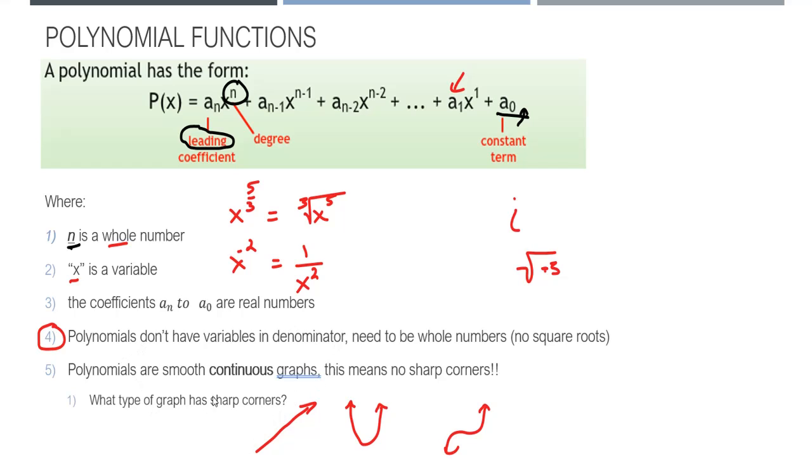But then what type of graph would have sharp corners? Well, there's two types of situations. One is going to be an absolute value. So that absolute value might look something like that, and right there is our sharp corner. The other possible situation is a piecewise function. So maybe 2x plus 1 is only for the parts where x is greater than or equal to 1. And then maybe we use like 5x when x is less than 1. Now this might create a sharp curve, or this might make it so it's not continuous. Either of those conditions are met, it's not a polynomial.